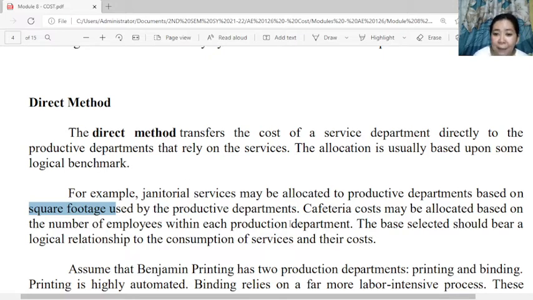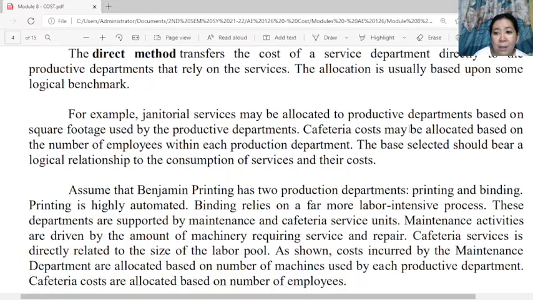For cafeteria, costs may be allocated based on the number of employees within each production department, because in this case they are consuming food or goods. So basically the entity can use the number of employees as a basis for allocation. The basis selected should bear a logical relationship to consumption of services and their respective costs.